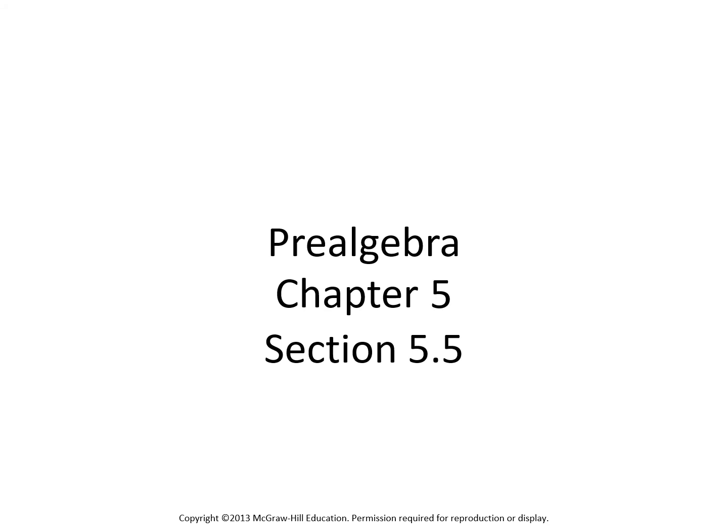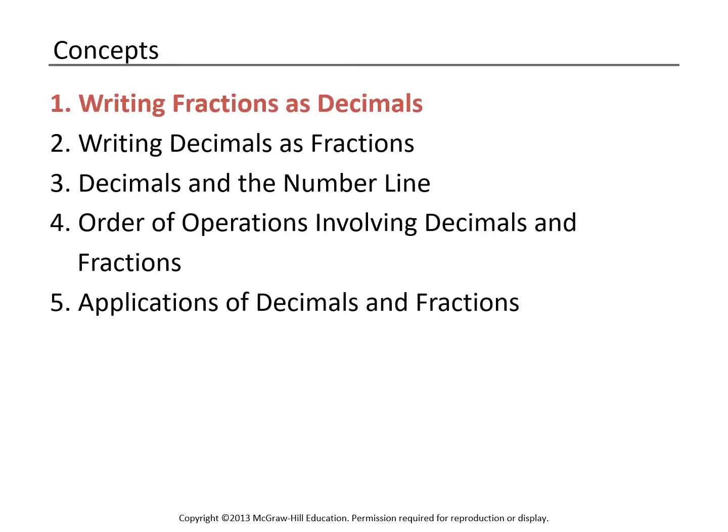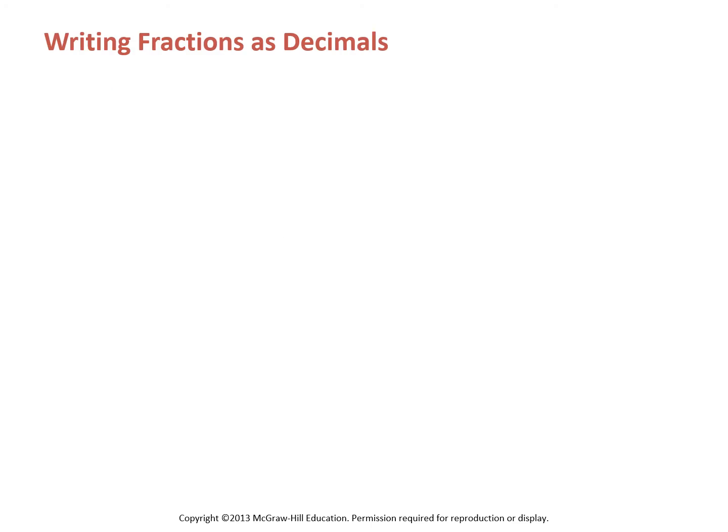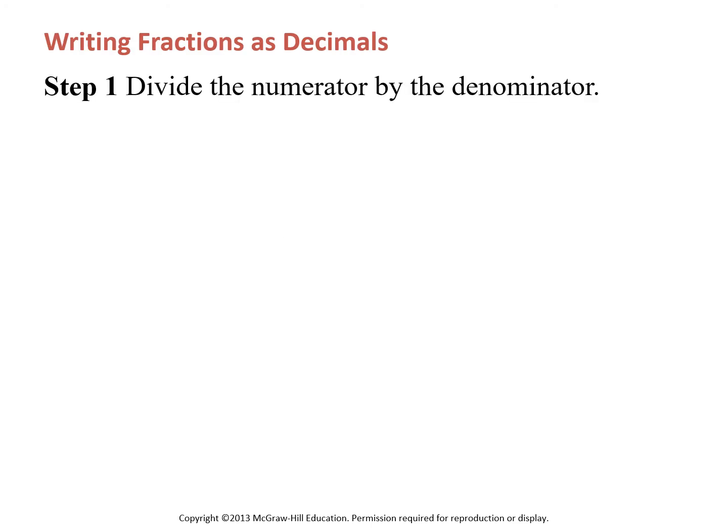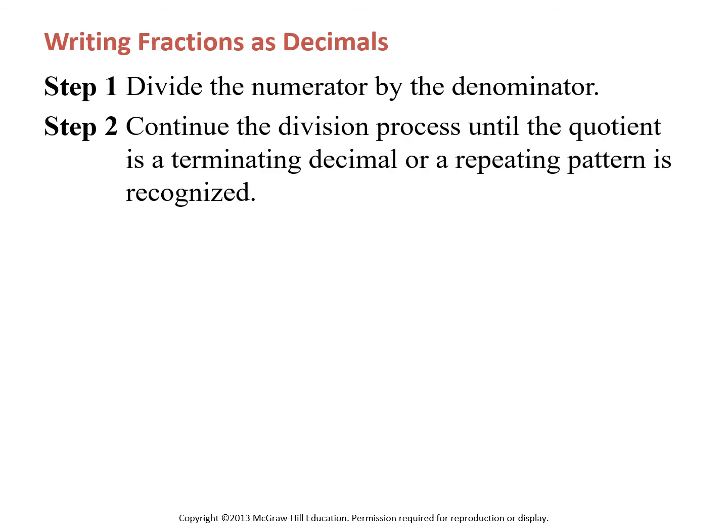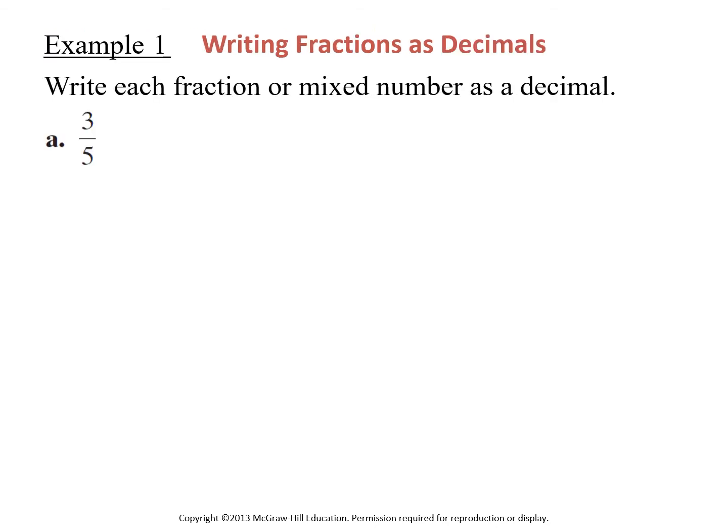This is section 5.5, and our first concept will be to write fractions as decimals. Step 1: divide the numerator by the denominator, and we'll continue dividing until the quotient either gives us a terminating decimal or a repeating decimal. So where I have 3/5, that's 3 divided by 5. I'm going to take 3 and divide it by 5, and I have a terminating decimal, 0.6.